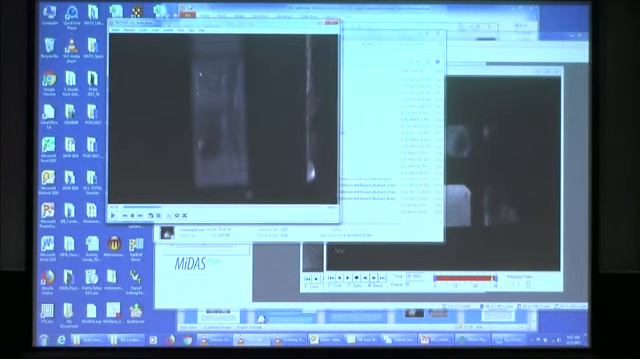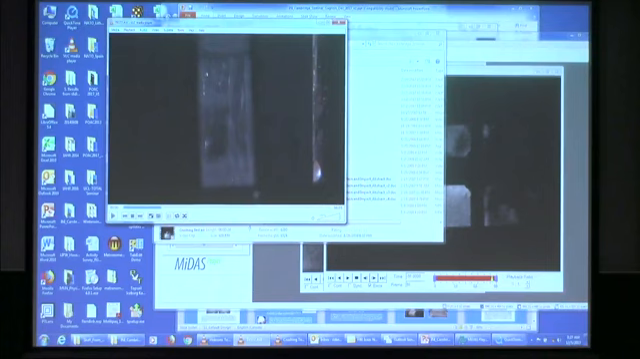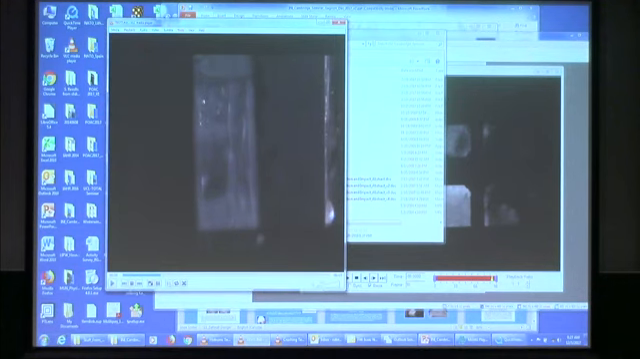Just to explain a bit what I meant when I said that spalling was happening on the back side. This is the top view through the crushing platen, and I'll run it at real time and then walk you through it.